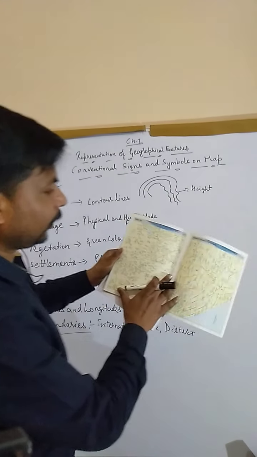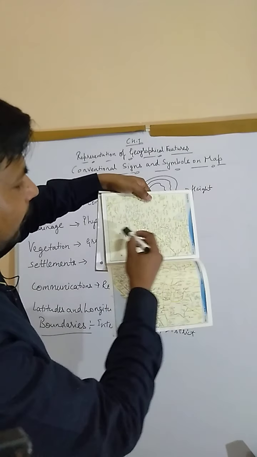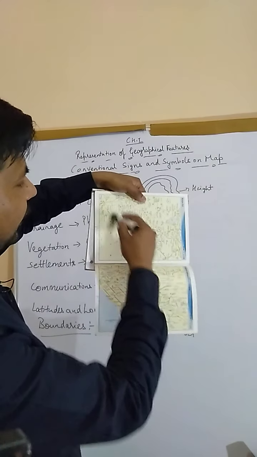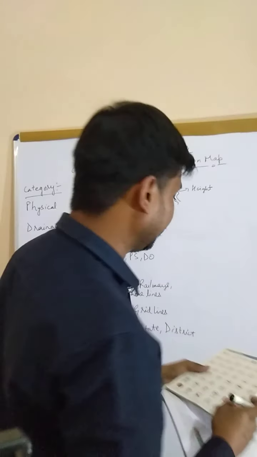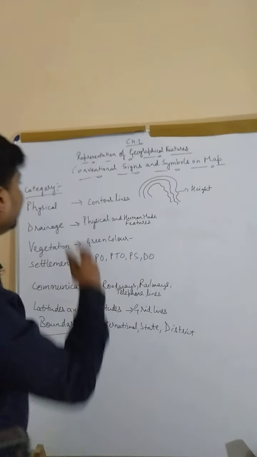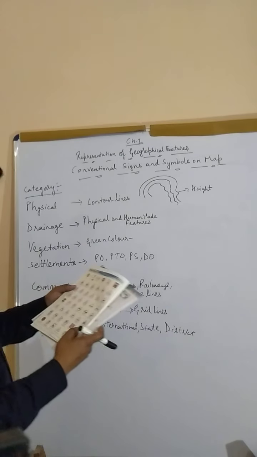So here you are seeing this map. You are seeing some lines over here, right? These lines which were drawn here, those were the contour lines, right?